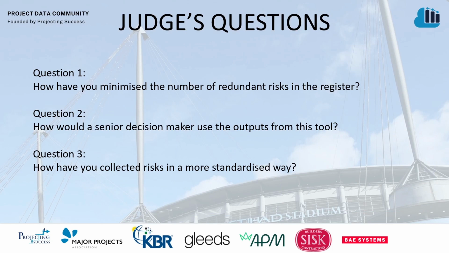So, judges' questions. Question 1: how have we minimised the number of redundant risks in the register? With the similarity checking, the Similarity Index is able to identify where those risks already exist. But also, just the initial impact of adding those drop-downs to the risk description allows us to clearly define how to filter down risks that may be similar but worded differently, as we're taking some of that ambiguity out of the risk description.